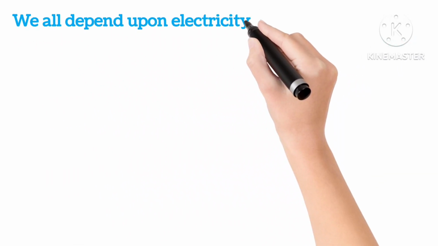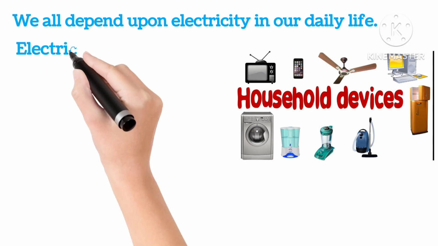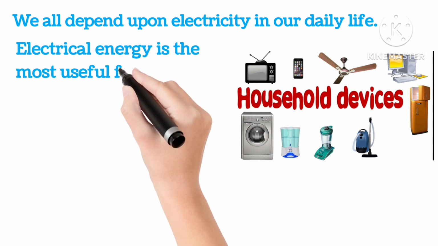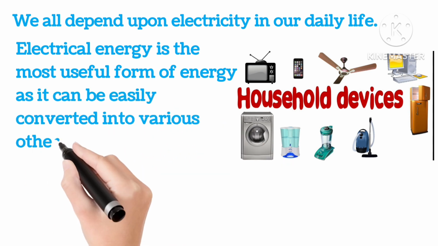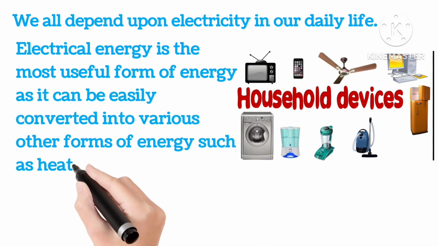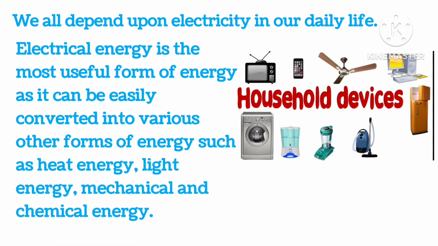We all depend upon electricity in our daily life. All our household devices are run on electricity. Electrical energy is the most useful form of energy as it can be easily converted into various other forms of energy such as heat energy, light energy, mechanical and chemical energy.